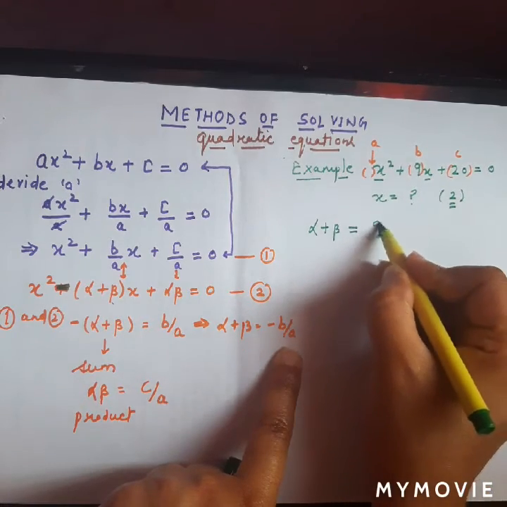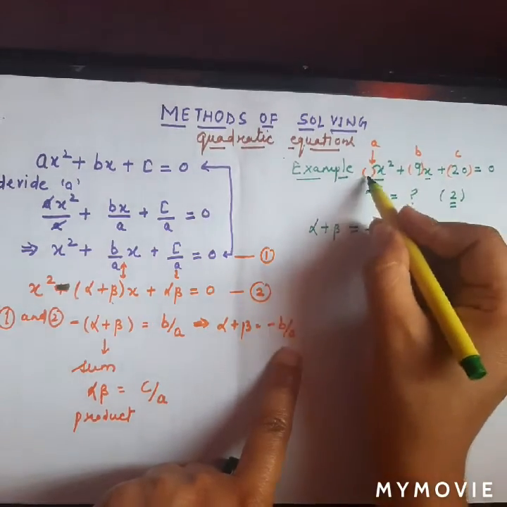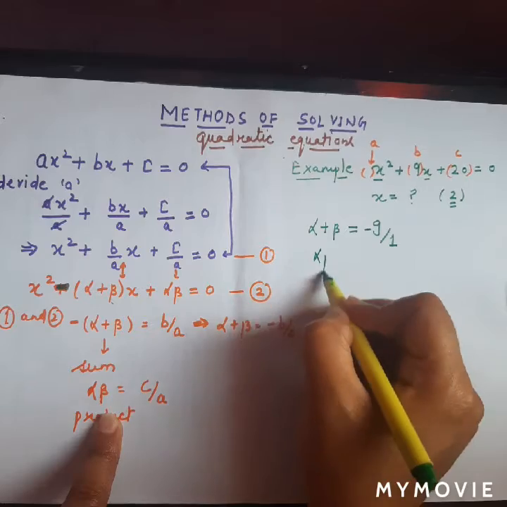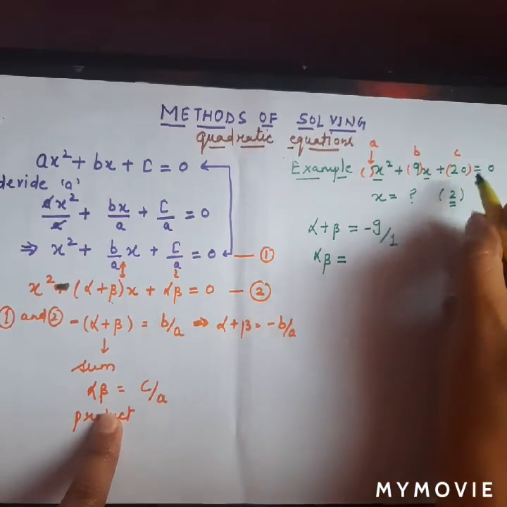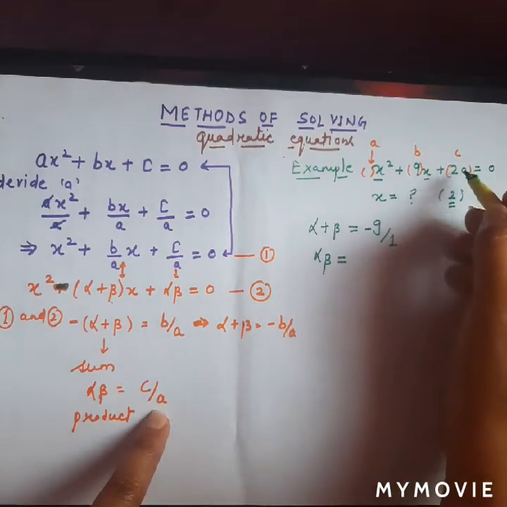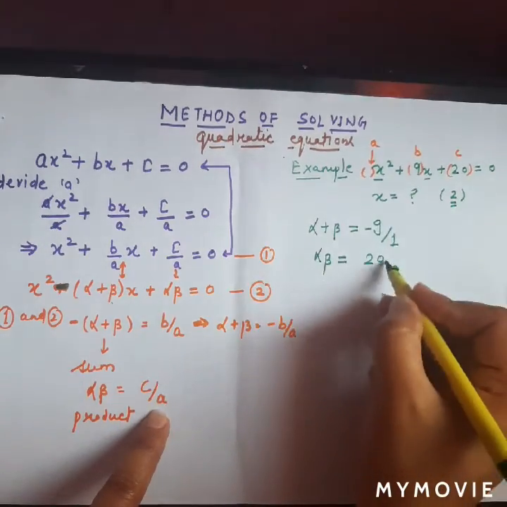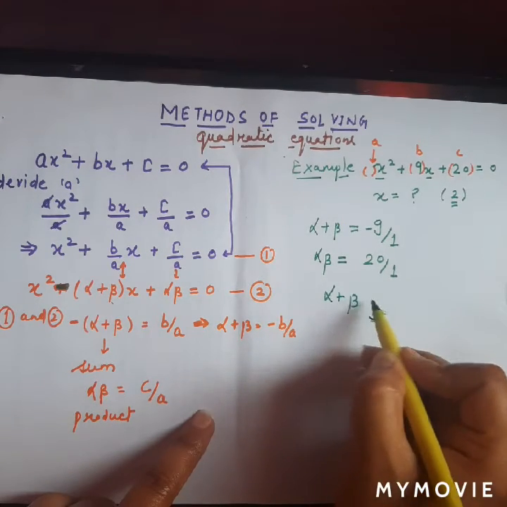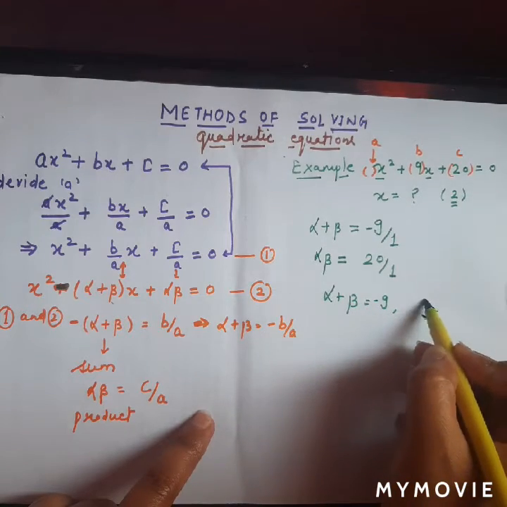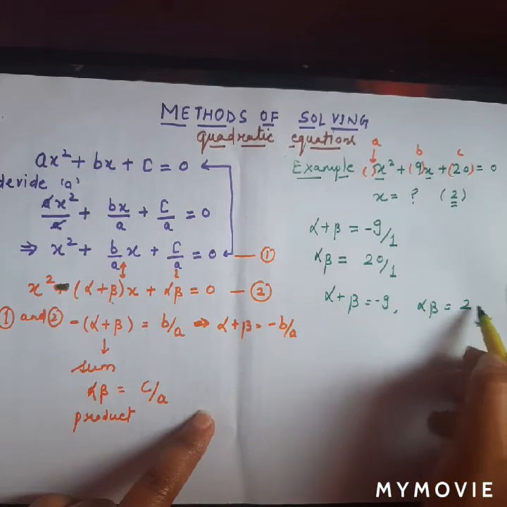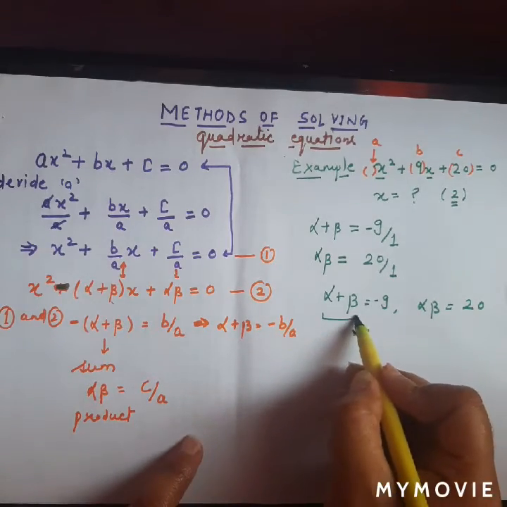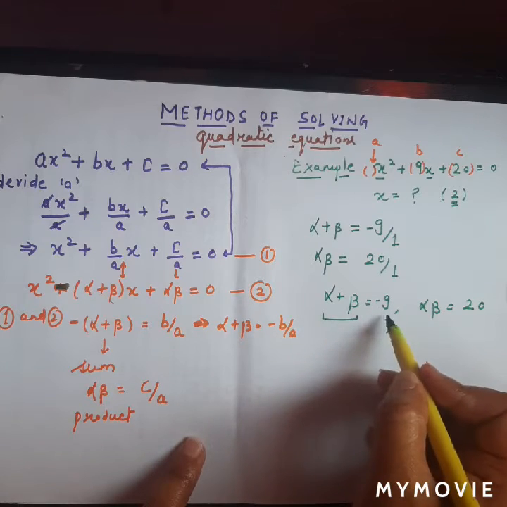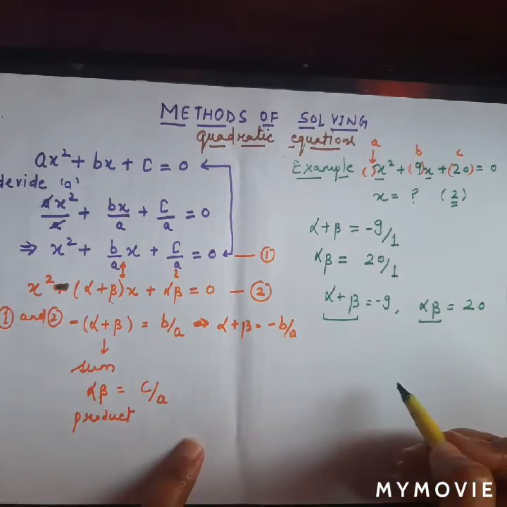b is equal to 9, so minus 9 upon a, which is 1. The sum of the roots is this. Then the product of the roots alpha into beta is equal to c upon a. What is c? c is 20 upon a, a is 1. So this is the product of the roots. Alpha plus beta is equal to minus 9, and the product of the roots alpha and beta is equal to 20. So we have to find any two numbers whose sum is equal to minus 9 and product is equal to 20.